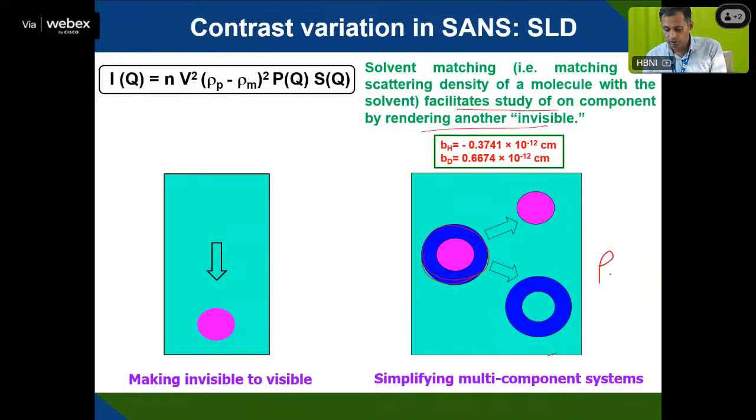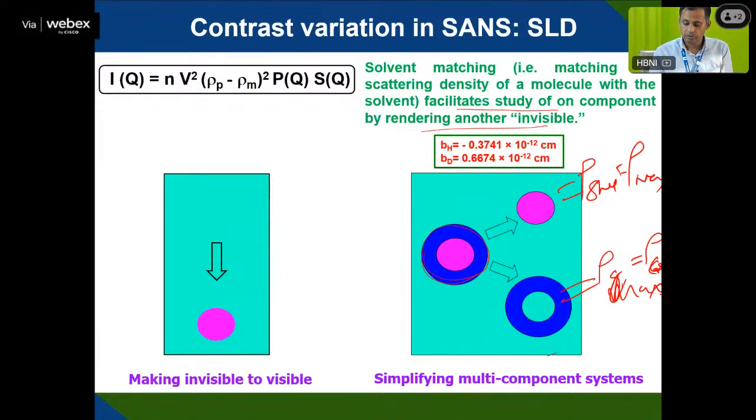So rho solvent should be equal to rho of this core, to see the core, to see the cell structure here. But in case of this, rho of cell should be equivalent to rho of this matrix. This is the matrix, rho matrix.